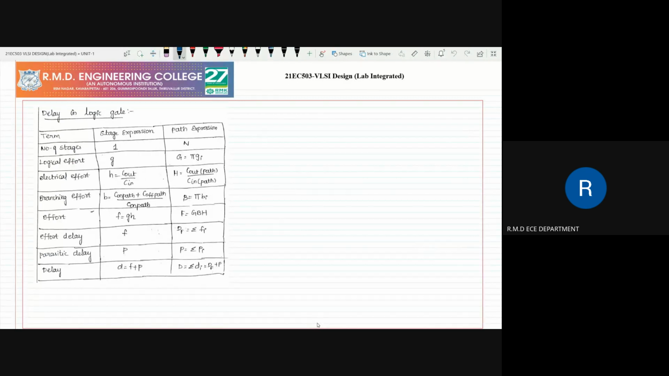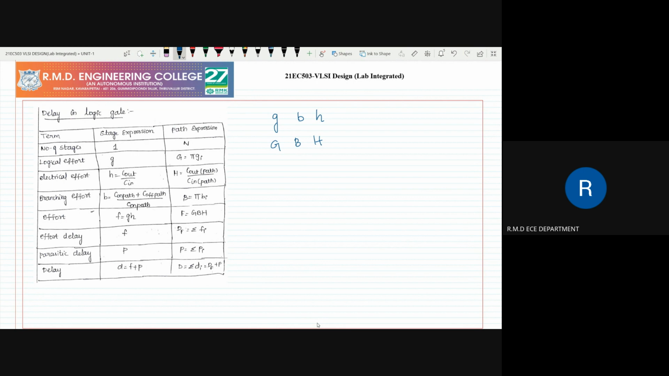Good morning, students. Today we are going to see the concept called logic gate delay. There will be some problems coming from this. Before going to the problem, we have to learn some terms: the small letters g, b, h and the capital letters G, B, H. These are the things you have to study.